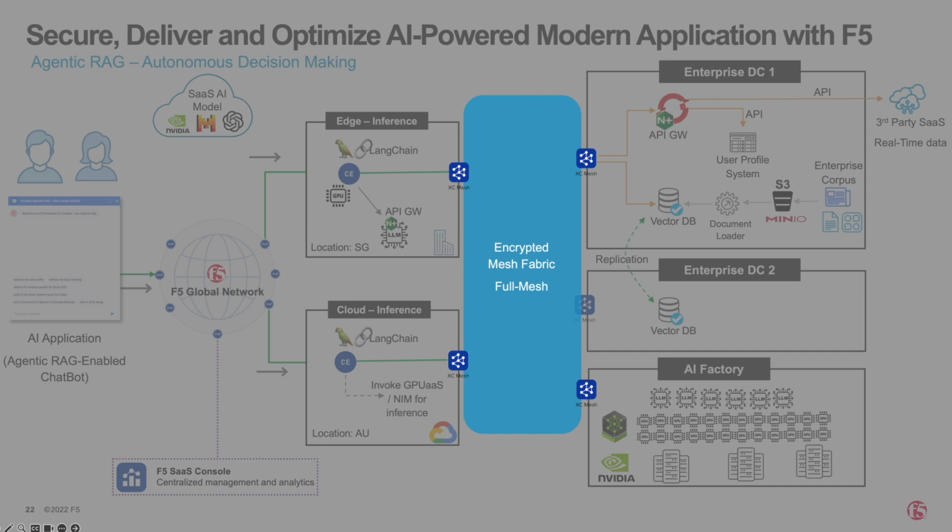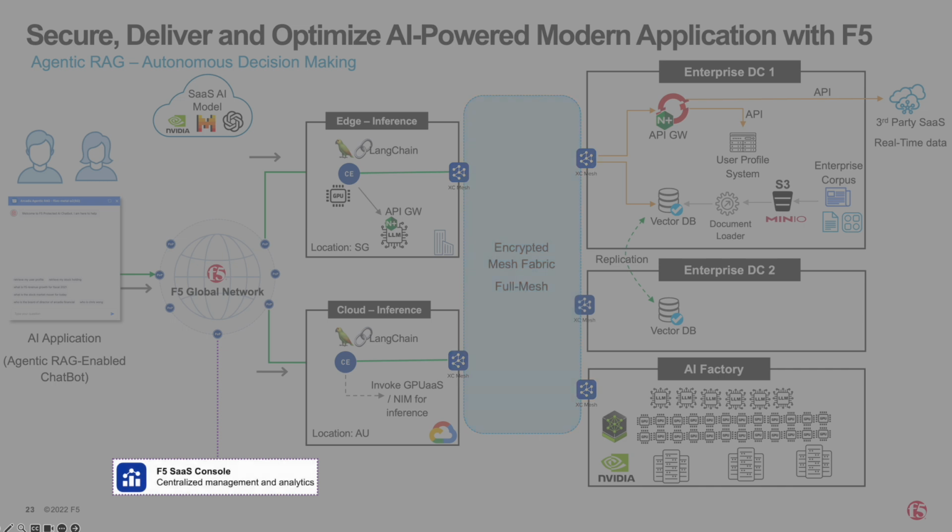The vector database in DC1 is replicated across to DC2 via the F5 encrypted mesh fabric. These fabrics ensure secure and seamless connectivity between all those sites, from edge, cloud, AI factory, DC1 and DC2, spanning layer 3 through layer 7 of the network.